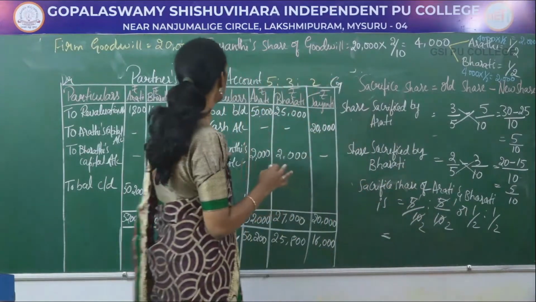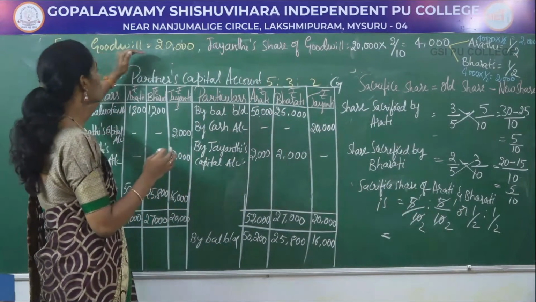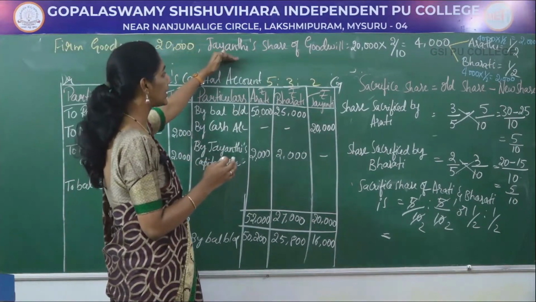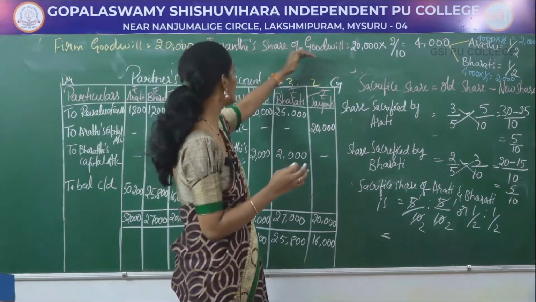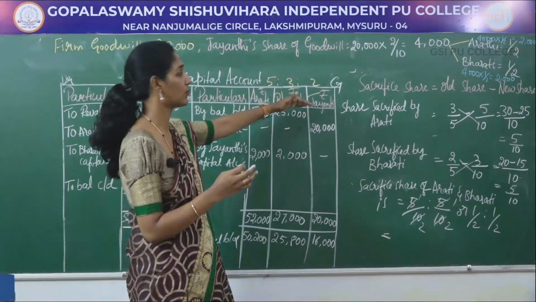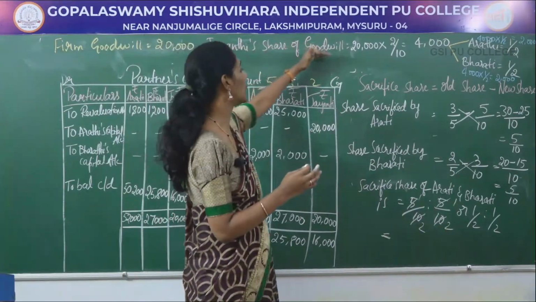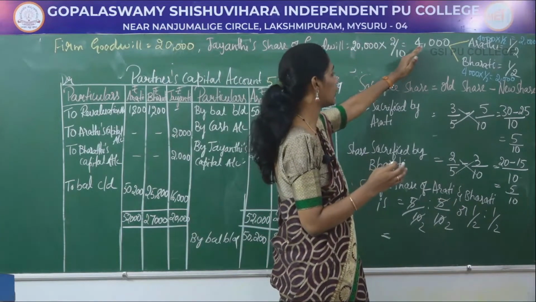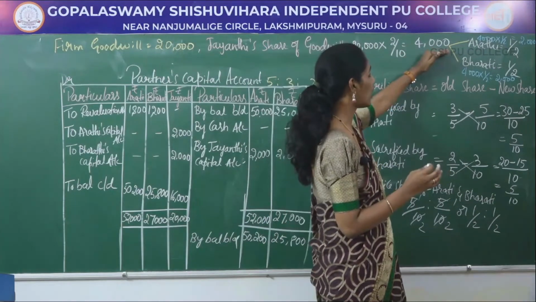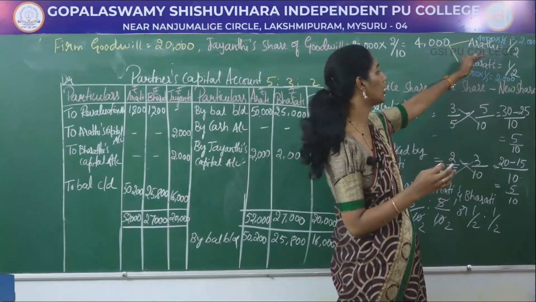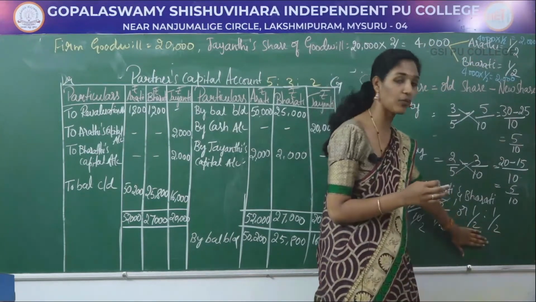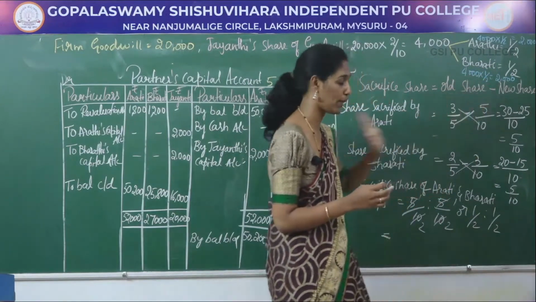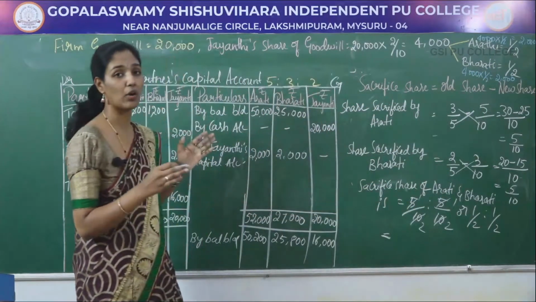So now coming to the goodwill adjustment, here the firm's goodwill is 20,000. Out of 20,000, you need to calculate Jayanti's share of goodwill. Jayanti is nothing but the new partner of the firm. So you find out Jayanti's goodwill. 20,000 into her share 2/10, you will get 4,000, and this 4,000 must be distributed among the old partners in their sacrifice share. 4,000 into 1/2 and 4,000 into 1/2. You will get 2,000 each.